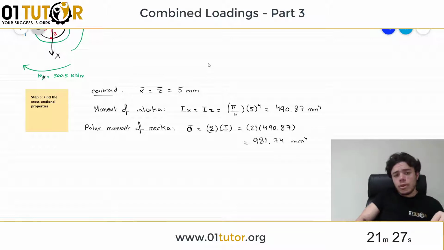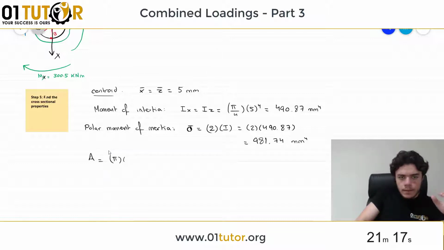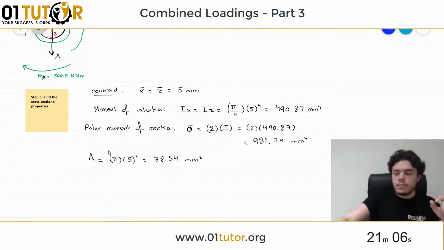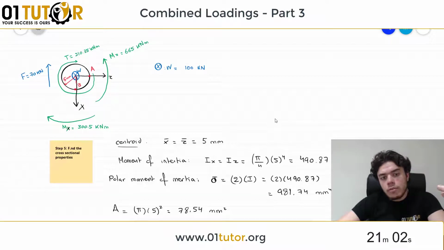Okay, perfect. We have also the area, which is pi r squared, so it's equal to pi times r, which is 5 squared. This is the area of the cross section, which is 78.54. So this is 78.54 millimeters squared. Okay, so we got the moment of inertia, we got the polar moment of inertia, and we got the area.